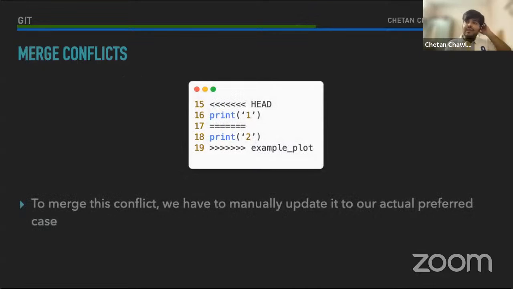So let's say that this line 15 had this print one statement in my code and print two statement in the other branch's code. So git does this thing and creates this syntax. It says that the head pointer had this particular line of code at line number 15. So this first line is line number 15 where the conflict arises. And the second branch, or the example plot branch, had this print 2. So now it asks the user to change this to whatever they want to change it to. So this is how we resolve the conflicts.